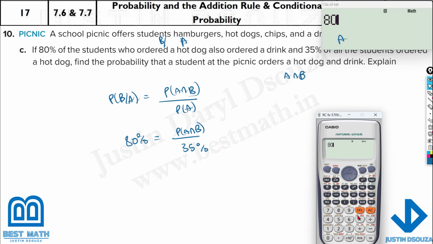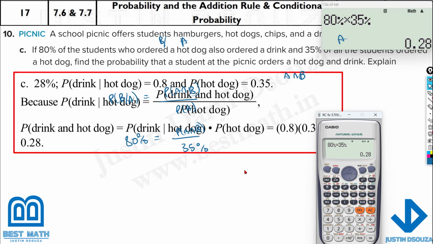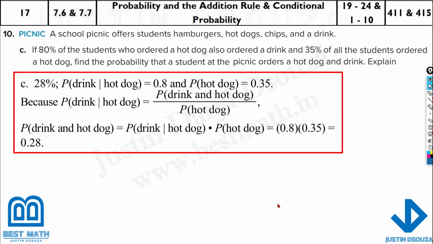Here, all we have to do is 80% or 0.8, you can take it as, multiplied by 35%. Shift and equals. The answer is 0.28 or 28%. That's the final answer, as you can see.